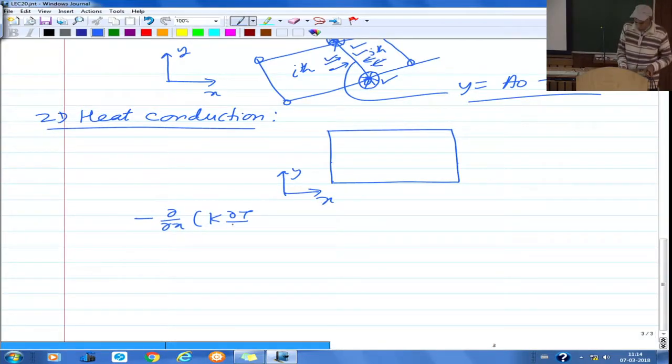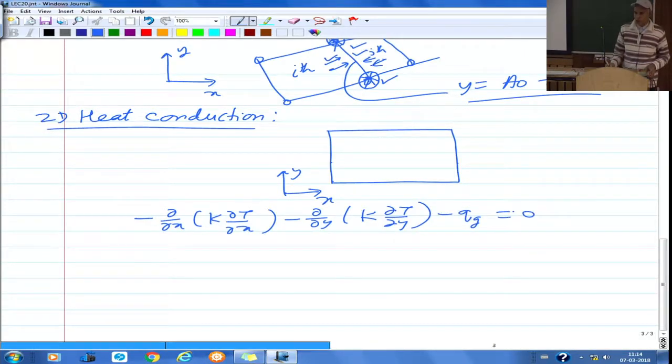So, del by del x of k into del t by del x minus del by del y of k into del t by del y, this we had derived in the last class, and minus qz is equal to 0. So, this was the differential equation we derived in the last class.